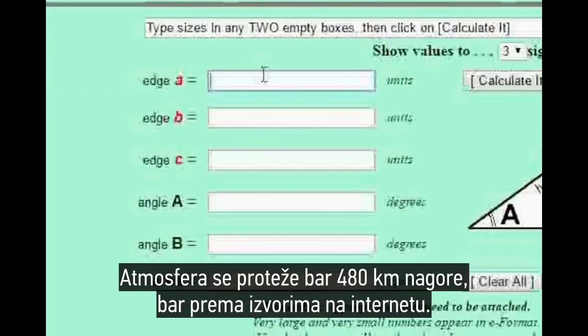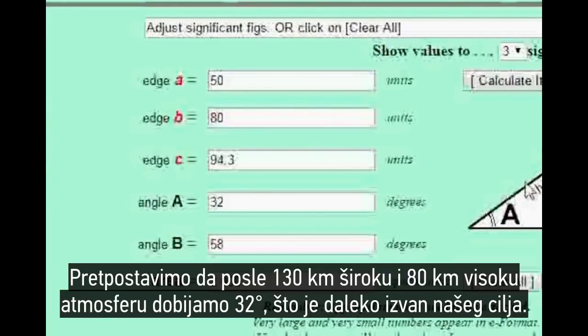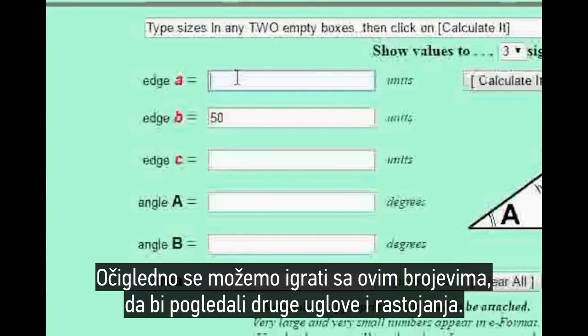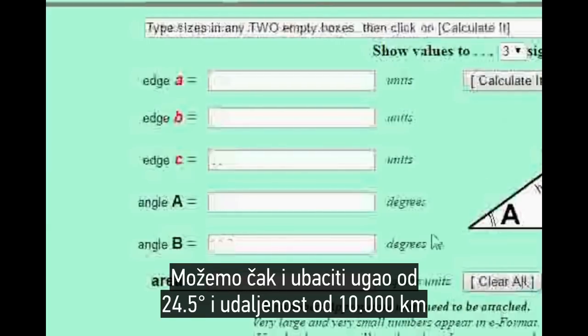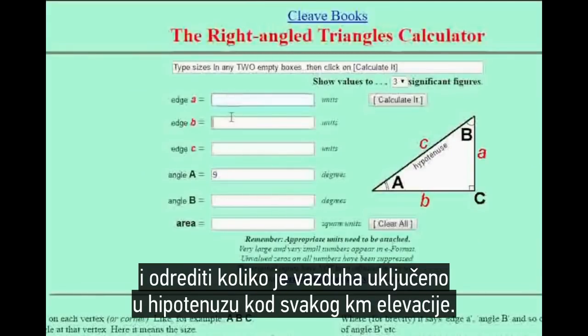The atmosphere extends 300 miles upwards at least, according to the internet. First, let's show some other possibilities. If we assume that after 80 miles away and 50 miles high of atmosphere, we get 32 degrees, which is far beyond our target. We can obviously play with these numbers to look at different angles and distances. We can even calculate a 24.5 degree angle to 6,200 miles and determine how much air is included on the hypotenuse with each mile of elevation.